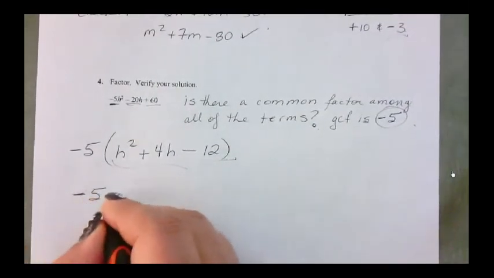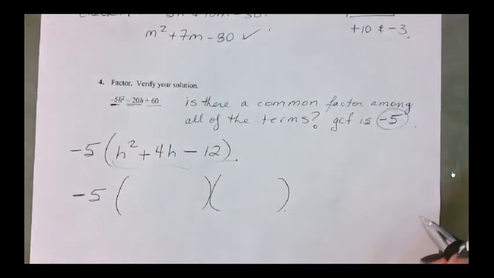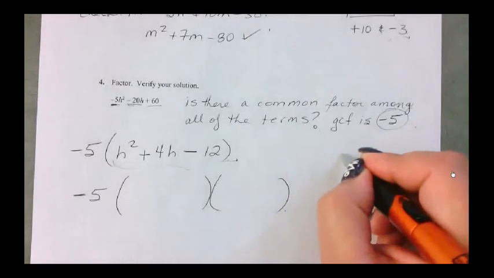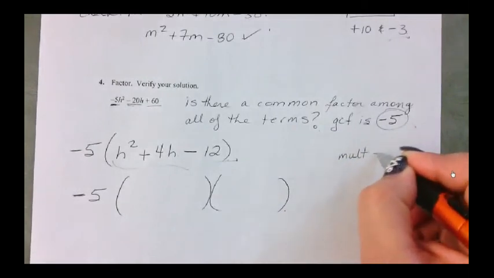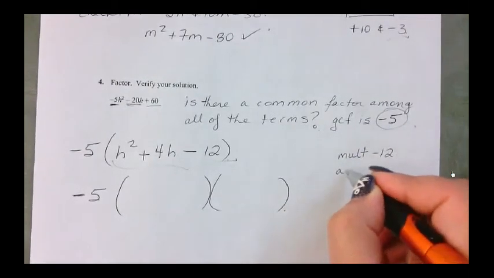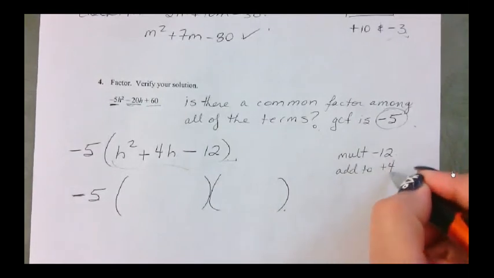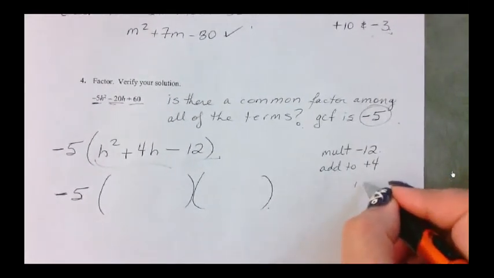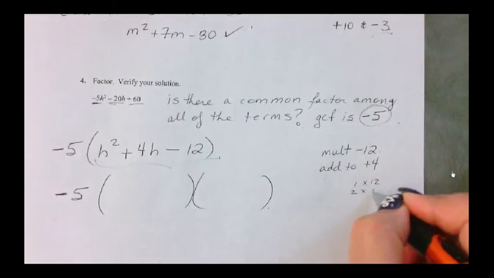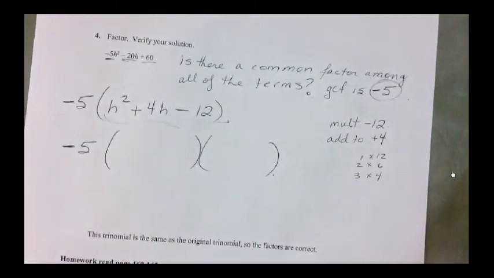So I'm going to do exactly the same. I want to write down my -5 because I don't want to lose it, and then I'm going to end up with 2 brackets as my answer. So on the side here, what are the questions I'm going to ask myself? The 2 numbers that multiply to what? -12 and add up to +4. Okay, so what are the factors of 12? 1 times 12, 2 times 6, 3 times 4. Which one hits the jackpot?